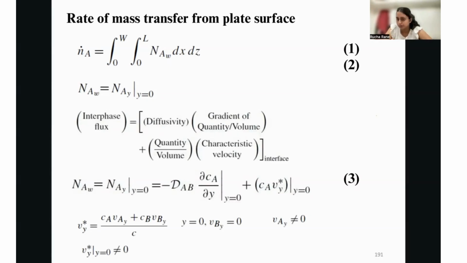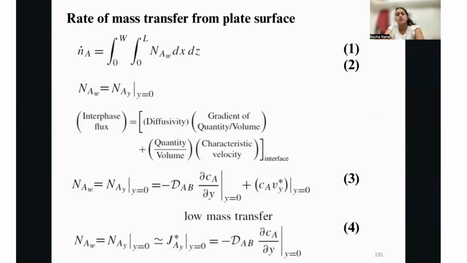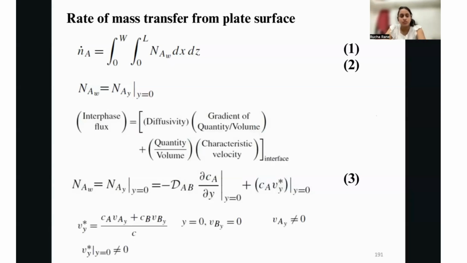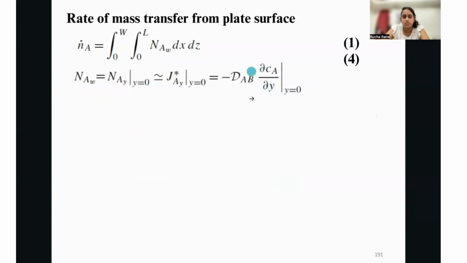But according to the no-slip boundary condition, we need that term to be cancelled out. So we will make some assumption. We will assume that there is low mass transfer, that the amount of A which is diffusing from the solid plate to the fluid is small. So what will happen is that the VAy term is also 0, the VBy term is also 0. So Vy star is also 0. So the second term here gets cancelled. And we are left with only this DAB into dCA by dy at y is equal to 0.